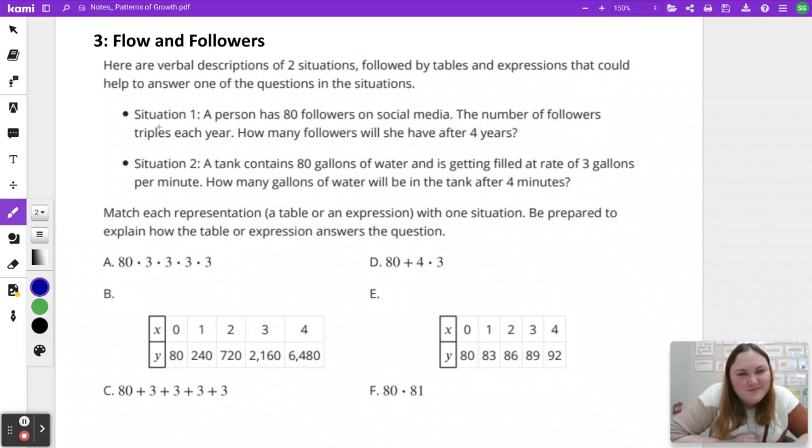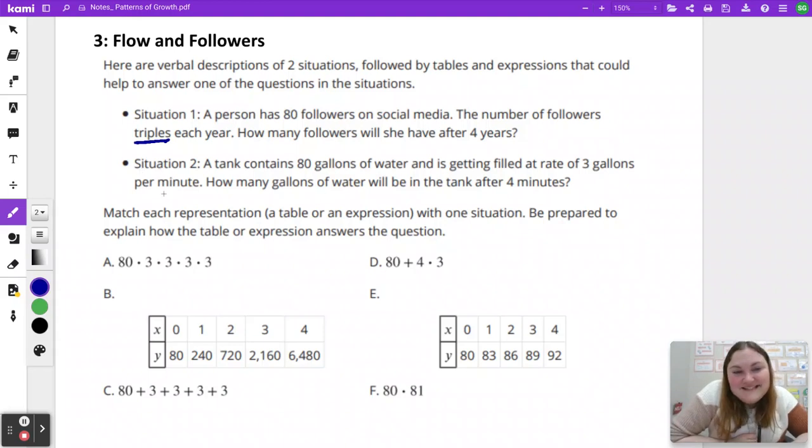So that first situation, number 1, says a person has 80 followers on social media. The number of followers triples each year. How many followers will she have after 4 years? Want to clarify this word triple right here? What does triple mean? Triple is like double, but with the number 3. So if today I had 2 students and tomorrow I have triple that amount, it means tomorrow I have 6. You're doing 2 in 3 places, or 2 times 3.